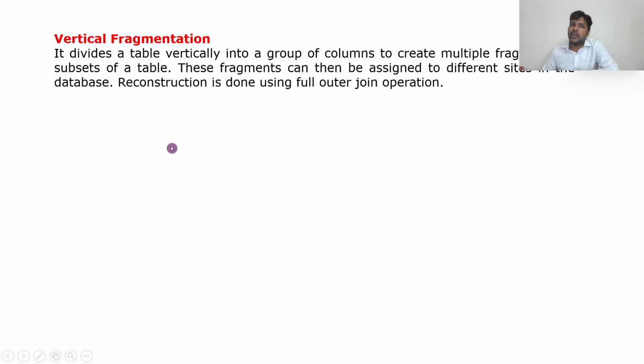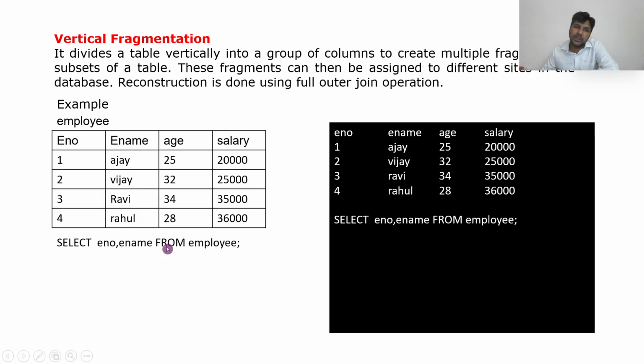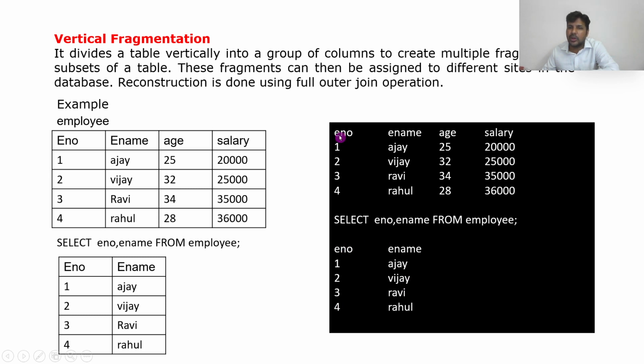Same thing if I do it vertically. The table is divided vertically into groups of columns. This time columns, not rows, creating multiple fragments or subsets of the table. These fragments can be assigned to different sites in the database. Reconstruction is done using full outer join operation. Let me explain. I want to divide employee number, employee name, age, salary. I say select e number, e name from employee, and I get only 2 columns. If I want only age and salary, I select age, salary. Now I am dividing the data column wise. This is called vertical fragmentation.